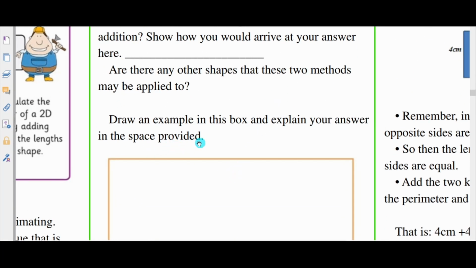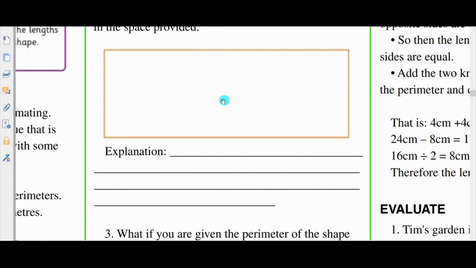Now, draw an example in this box and explain your answer in the space provided. Now, I could think of a square. So a square has all sides being what? Equal. All right, so that's one of the characteristics of a square. So if we have a square and it has 4 sides and one side is 2, then I need to multiply that 2 by 4. So 4 2s would give me 8.